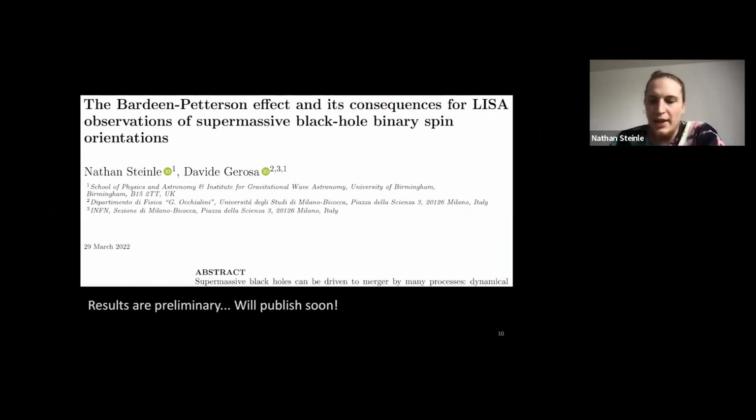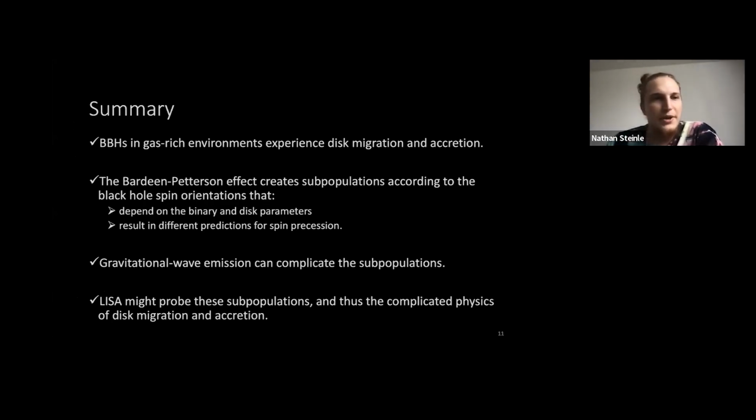These are preliminary results that hopefully will be published very soon in Im and Ross, so keep your eye out for it. And to summarize, binary black holes in gas-rich environments will likely experience disk migration and accretion, where the Bardeen-Petterson effect creates subpopulations depending on the spin orientations of the black holes that are dependent on the parameters of the binary black hole and on the disk profile parameters. Each of these subpopulations can result in different predictions for spin precession. And gravitational wave emission can further complicate these subpopulations, which will be important for observations by LISA of these mergers. And hopefully LISA will be able to probe these subpopulations and therefore the complicated physics of disk migration and accretion, which I think is really cool.